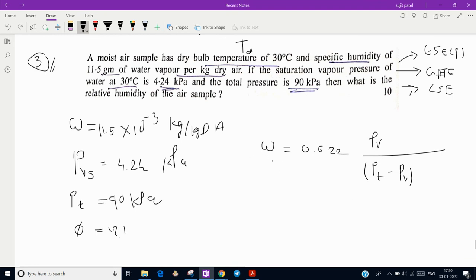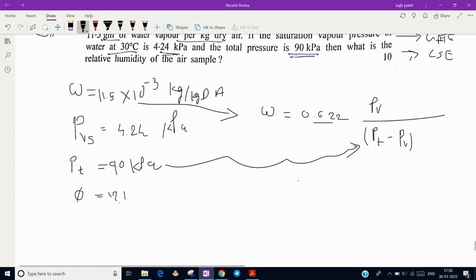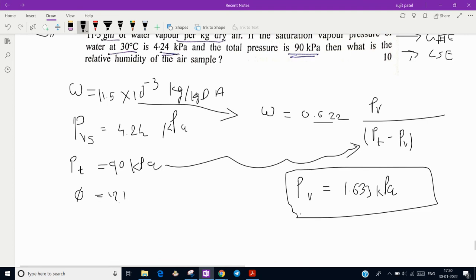So omega is given as 11.5 into 10 power minus 3, equal to 0.622 PV over PT minus PV, and the total pressure PT is 90 kilopascal. Whenever you put this in, you will get one equation, and when you solve it you will get 1.633 kilopascal. It is the actual vapor pressure of the vapor in the given condition.